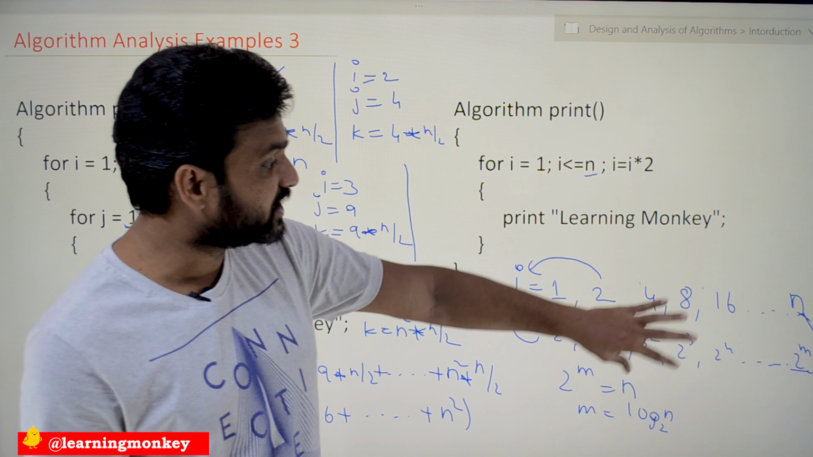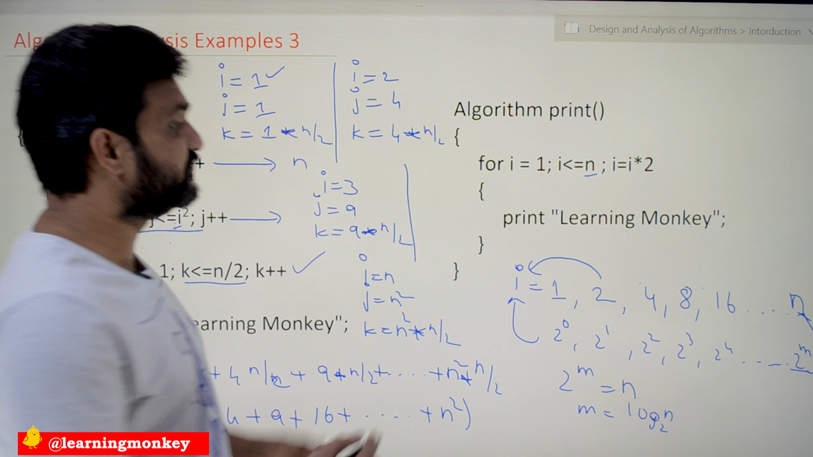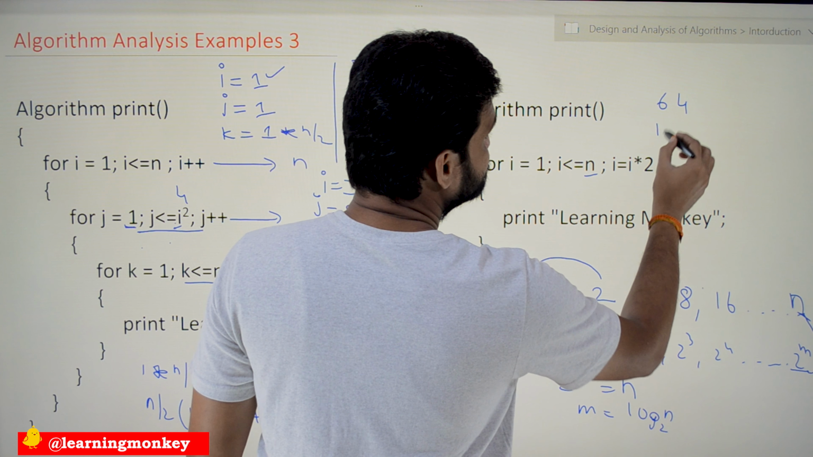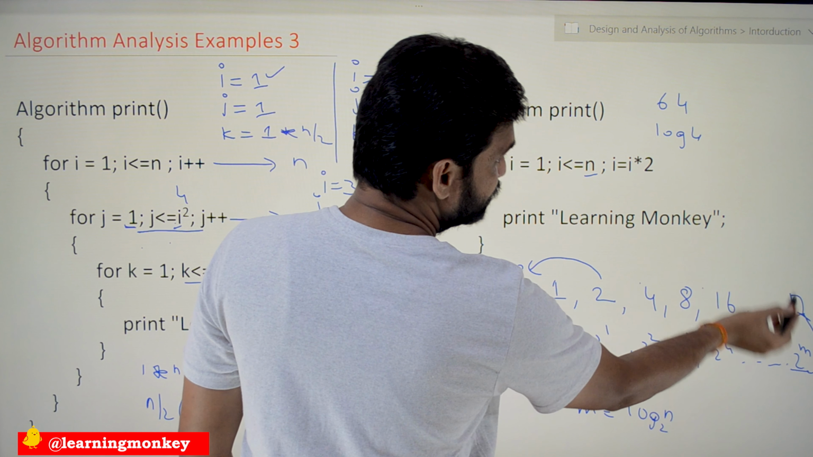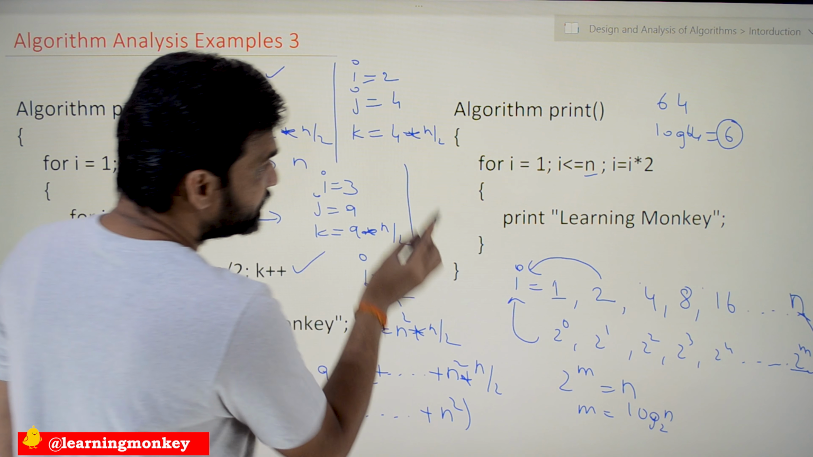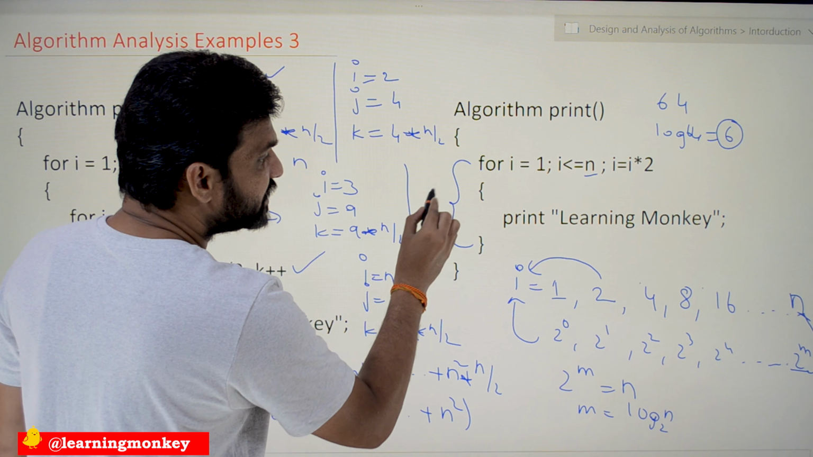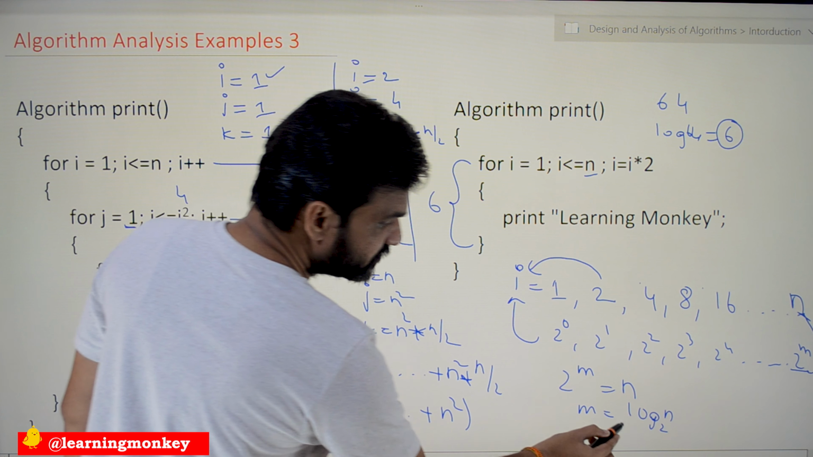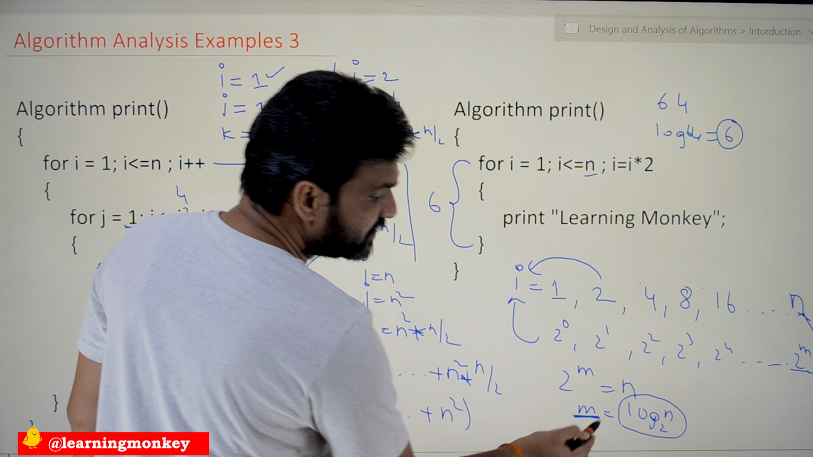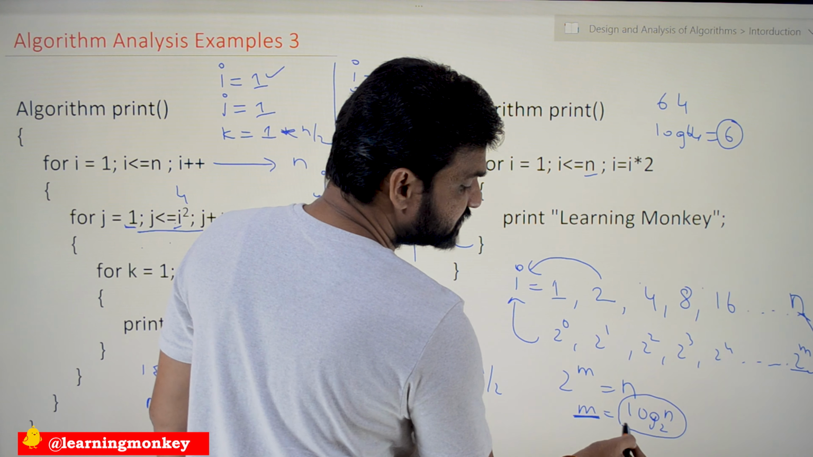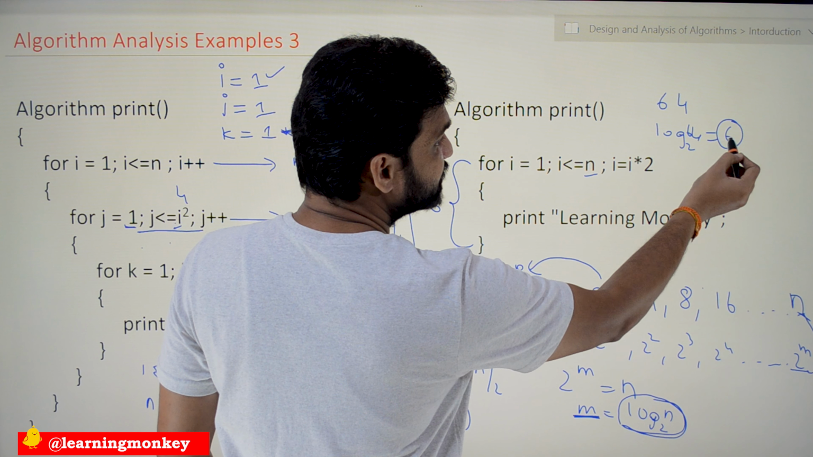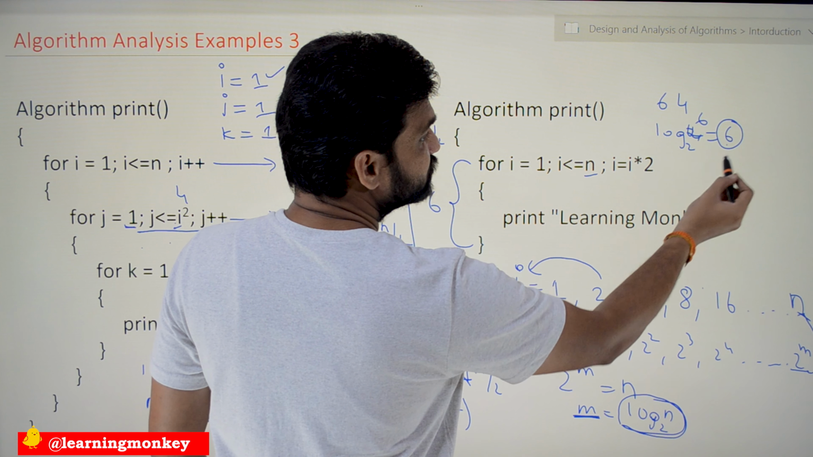To understand this clearly, if the value of n is equal to 64, then log 64 is equal to 6. So what does that mean? This loop is going to iterate for 6 times. It will get iterated m number of times, and m is log n base 2. Log 64 base 2 means it is 6, since 2 power 6 is 64.